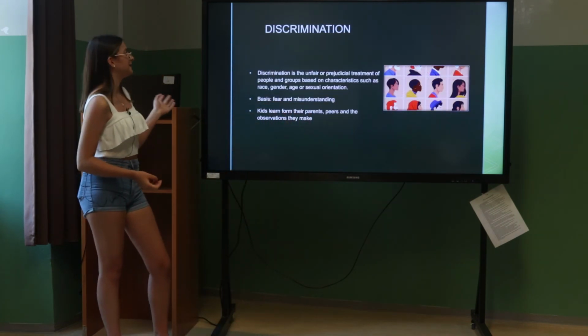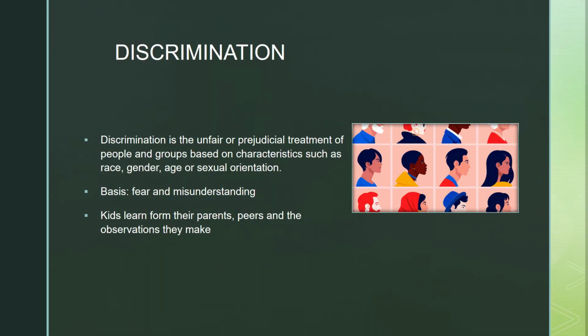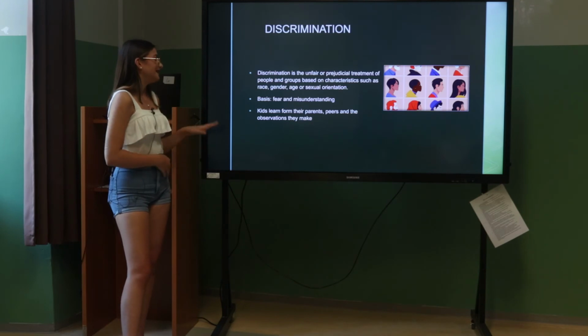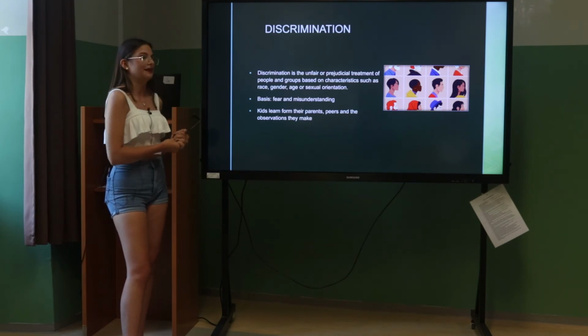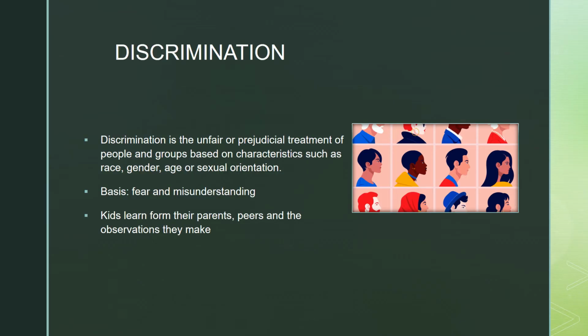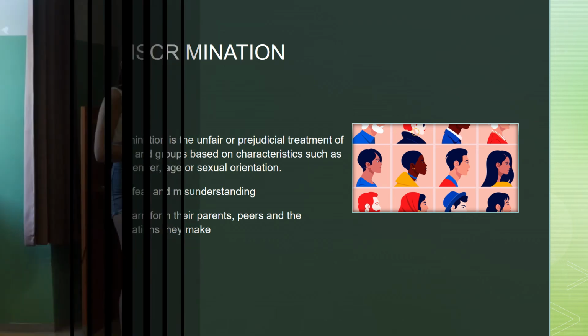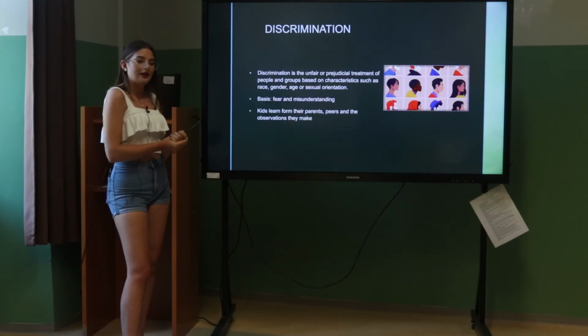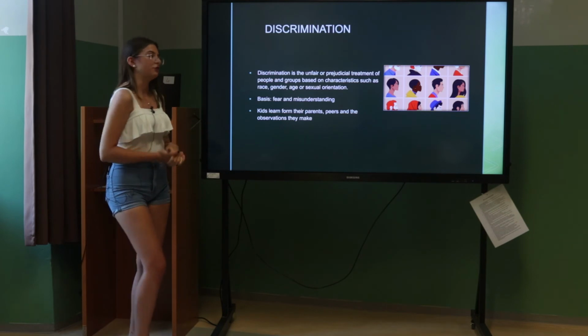Talking about discrimination, it is the unfair or prejudicial treatment of people and groups based on characteristics such as race, gender, age, or sexual orientation. I talked about these. Its basis is fear and misunderstanding. This is why education has a key role in this. And little kids learn from their parents, peers, and the observations they make. This is why it's important to have a healthy society where they can grow up.